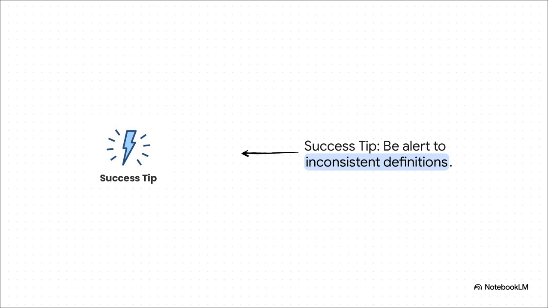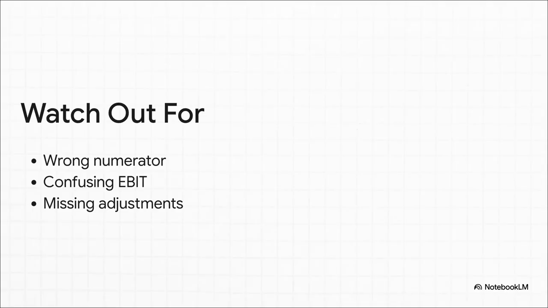They love to present you with modified definitions of return, or they'll give you a dense block of text and just wait to see if you accidentally grab the wrong numerator. You really have to read carefully. Let's actually list out the specific traps to watch for. Trap number 1, simply pulling the wrong numerator. If the question asks for operating margin, whatever you do, do not grab net income.